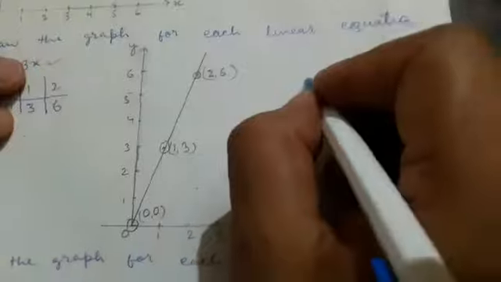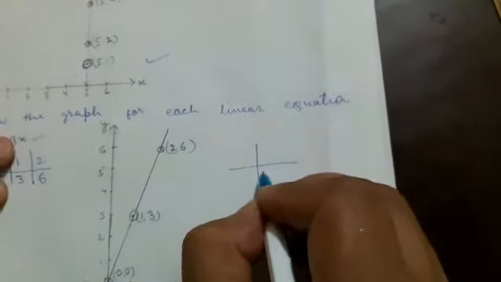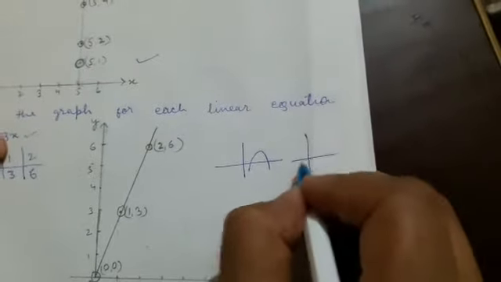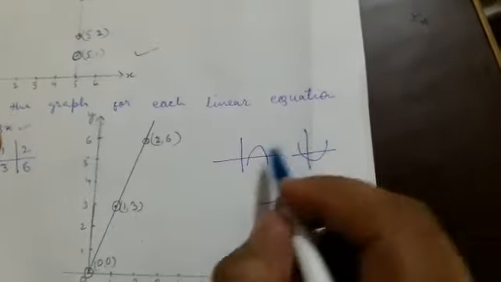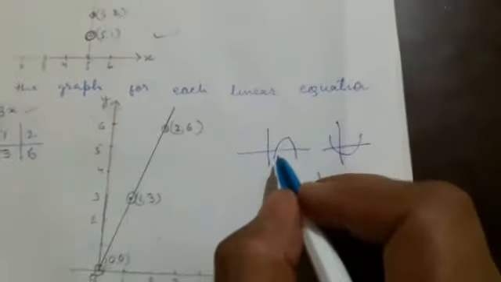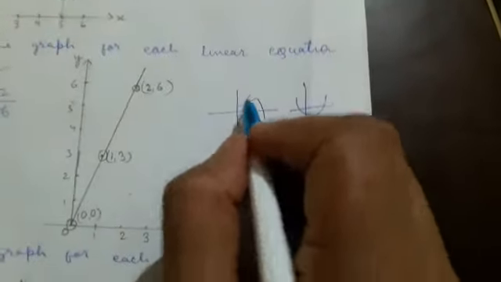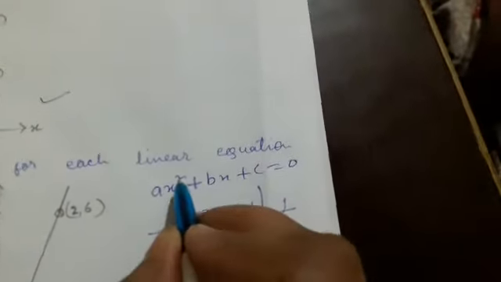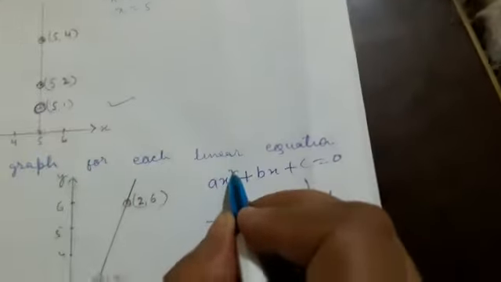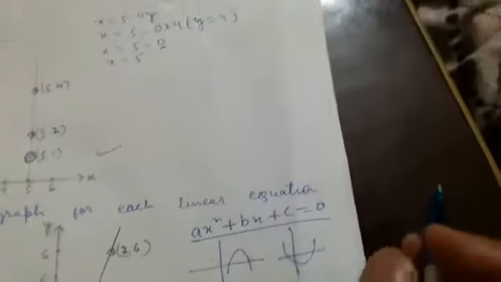And for a quadratic equation, students, you will see the graph will be like this, or in this way, or like this. Anyway, the most important thing is that the equation of a quadratic is ax square plus bx plus c is equal to 0. Here the power of x will be 2. It is known as a quadratic equation.